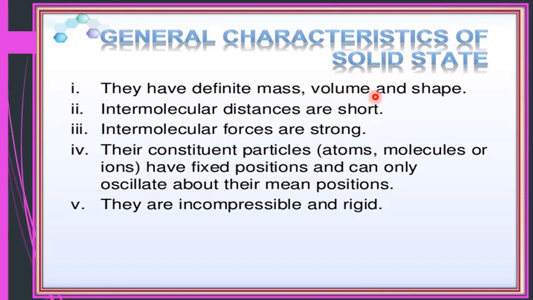Number 4: their constituent particles, atoms, molecules or ions, have fixed positions and can only oscillate about their mean positions. This means the solid particles have only vibrational motion at their mean positions. Number 5: they are incompressible and rigid. The solid particles are incompressible and rigid. These are the general characteristics of the solid state.